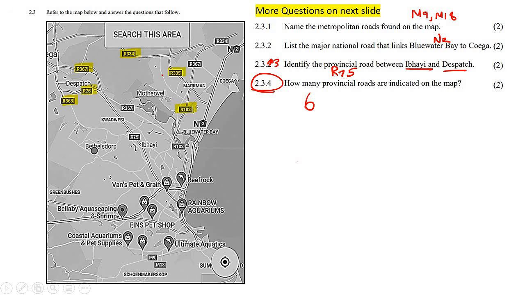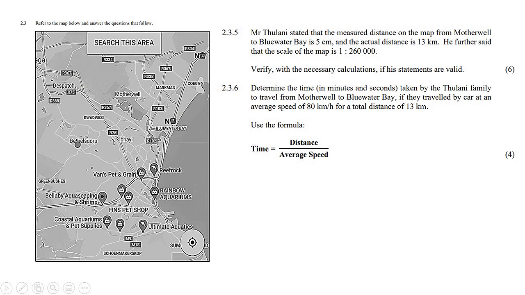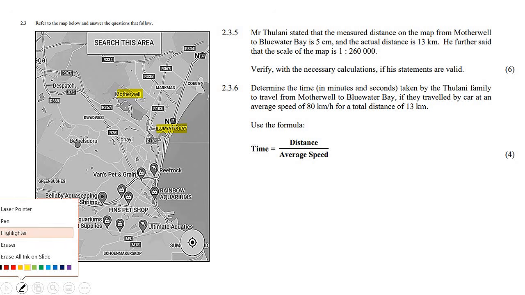Mr. Tulani stated that the measured distance on the map from Motherwell to Blue Water Bay is 5 centimeters, and the actual distance is 13 kilometers. He further said that the scale of the map is 1 to 260,000. Verify if his statements are valid. Okay, so there are many ways we could do this.